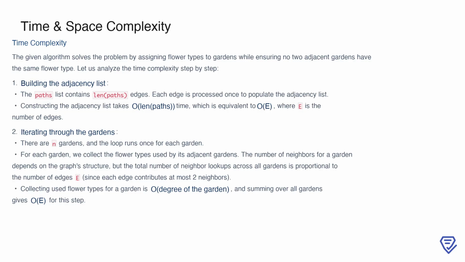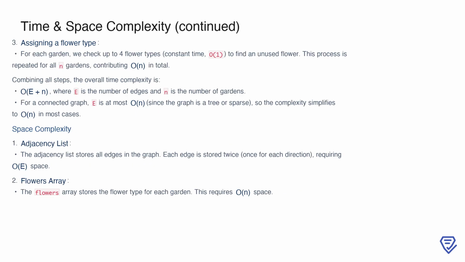During this iteration, the algorithm collects the flower types used by a garden's neighbors. The total number of neighbor lookups for all gardens is proportional to e because each edge contributes at most 2 neighbors. Thus, this step also has a time complexity of O(e). Now, when assigning a flower type to a garden, the algorithm checks up to 4 flower types to find one that hasn't already been used by its neighbors. Since this is a constant operation, it takes O(1) for each garden. Repeating this process for all n gardens contributes O(n) to the total time complexity.